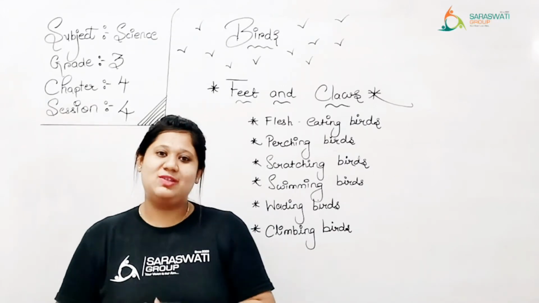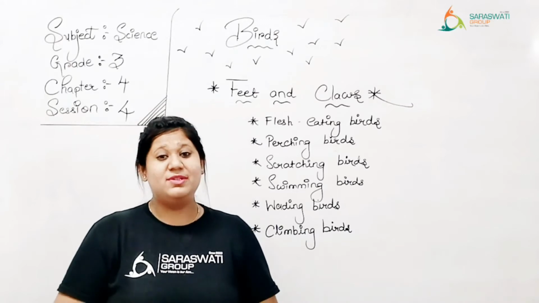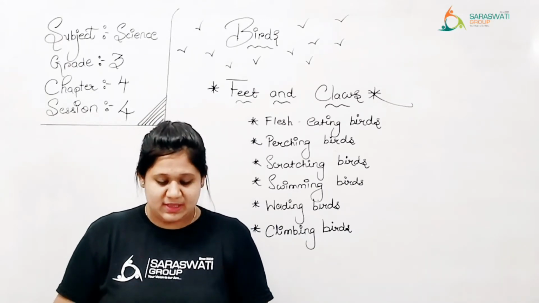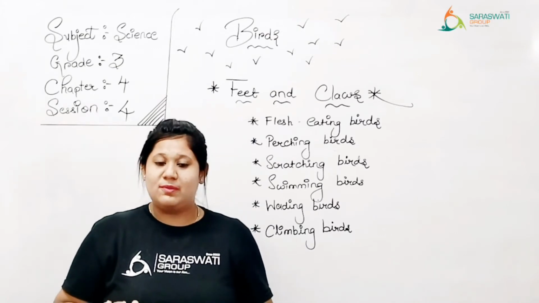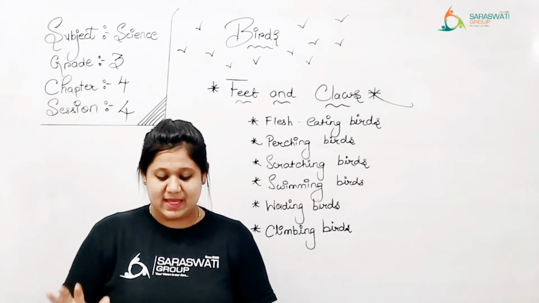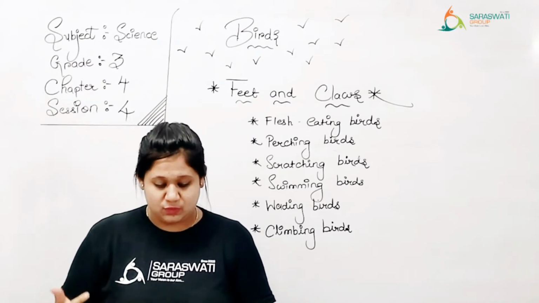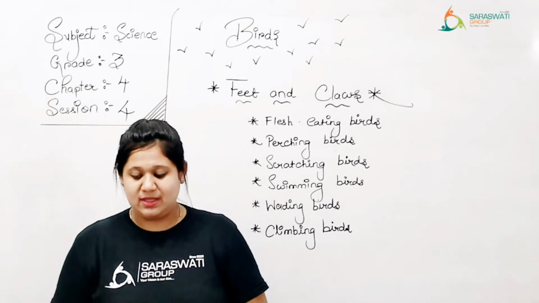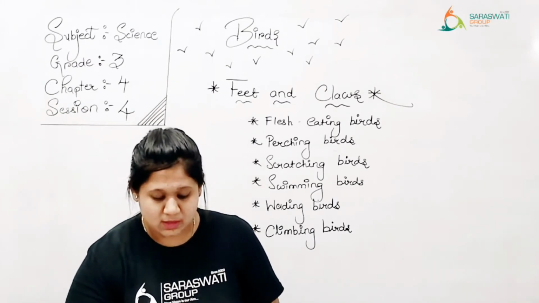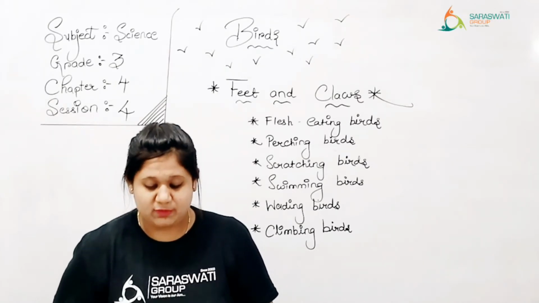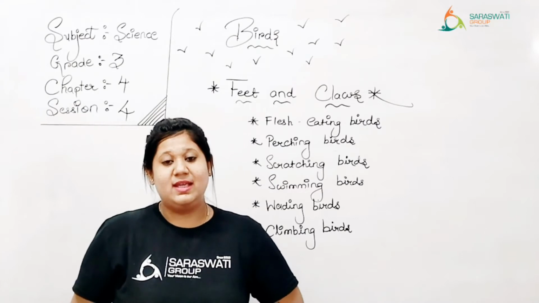chapter number four, session number 3. In session number 3, what I explained to you was about birds, right? Birds do not have tails, right? So they have a beak. They have a beak that helps them to catch their food. And with the help of the beak, they can easily eat the food, right? The shape of a bird's beak depends on the kind of food they eat.